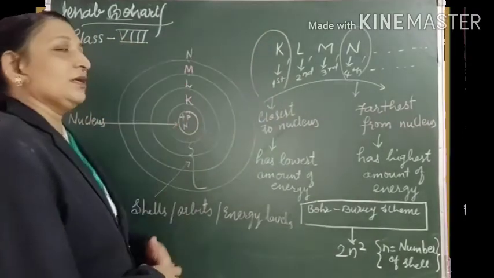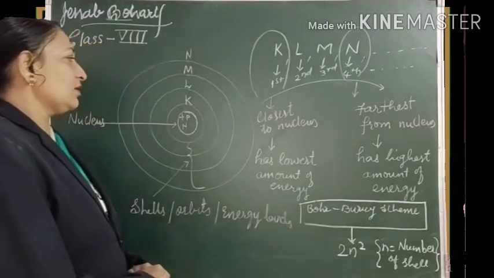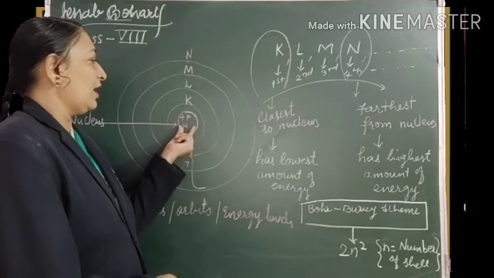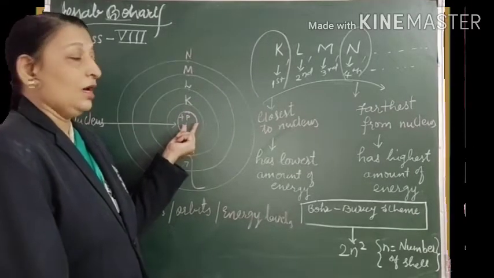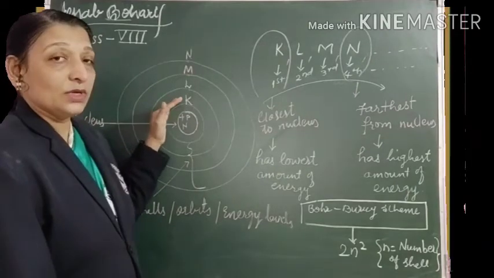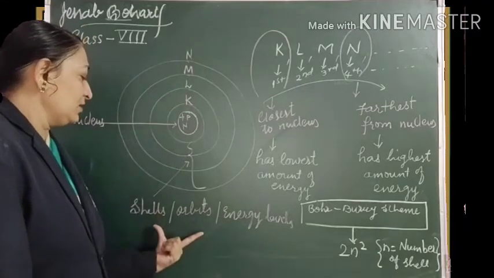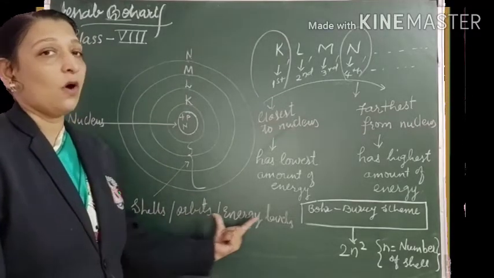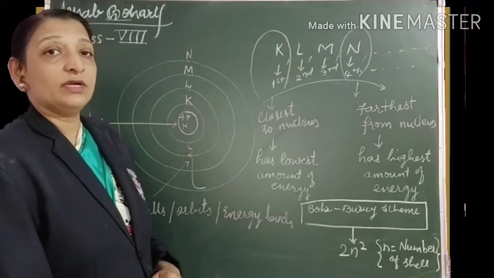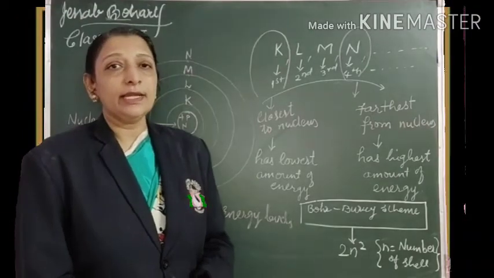So, in the last period, we discussed the structure of the atom. An atom consists of a nucleus at the center with positively charged protons and uncharged neutrons. Electrons are moving in the empty space around the nucleus in fixed paths. We call these shells, orbits or energy levels. We also studied that there are different energy levels with different capacities to accommodate electrons.